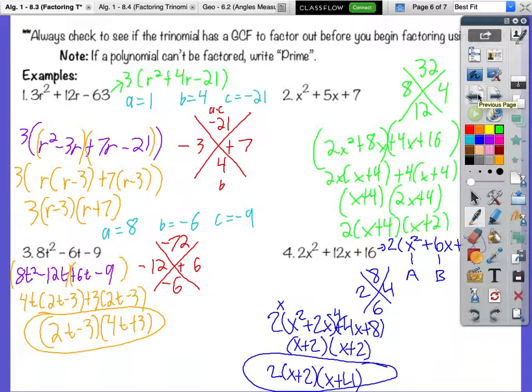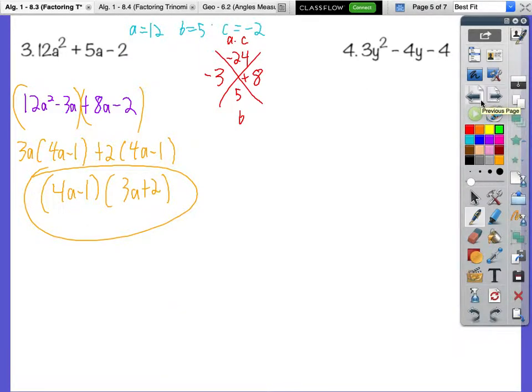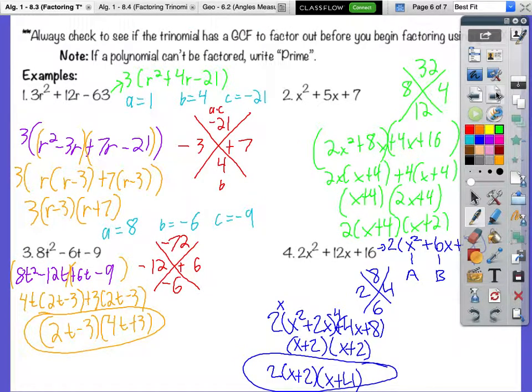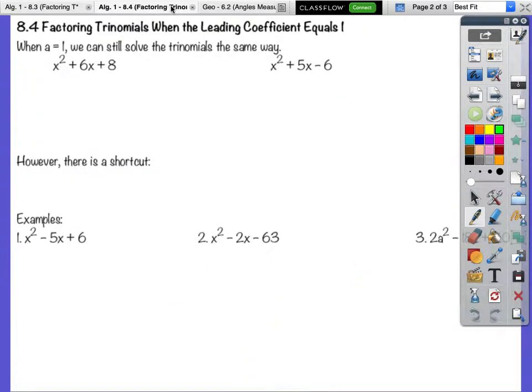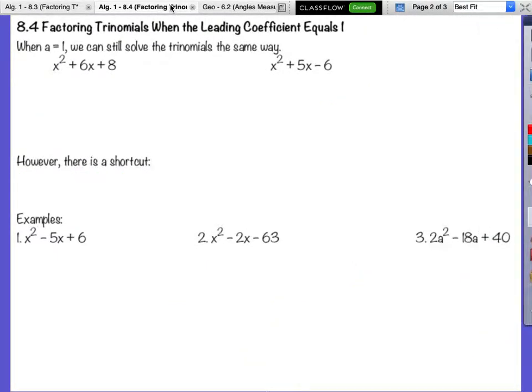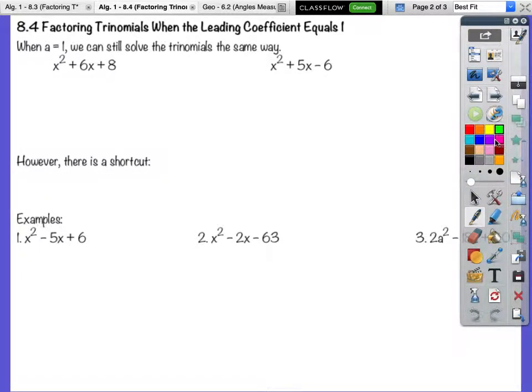On number 1, a was 3. On number 3, a was 8. On number 3 here, a was 12. On number 4 here, a was 3. We had all these different a values for the leading coefficient. Now, in this section, we're going to focus only on when a, our leading coefficient, is 1, because we have a little bit of a tip and a trick we can do. So when a is equal to 1, like it is right here, we can still solve it in the same way. We'll start off the same way, and we'll see something when we do that.